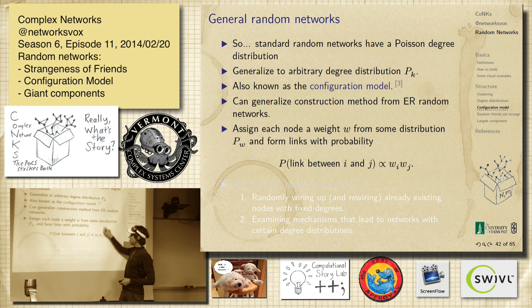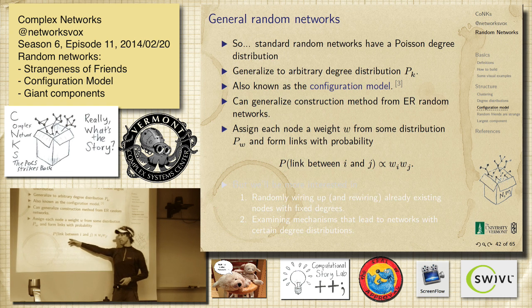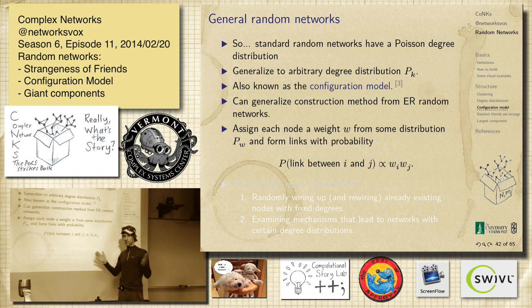So every node could have a weight, and then the probability of linking between any pair of nodes will be proportional to the product of their weights, right? And so you have to normalize this. So you say I want to have a particular average degree, and then you will figure out how many. So you sum up all of these products, right?